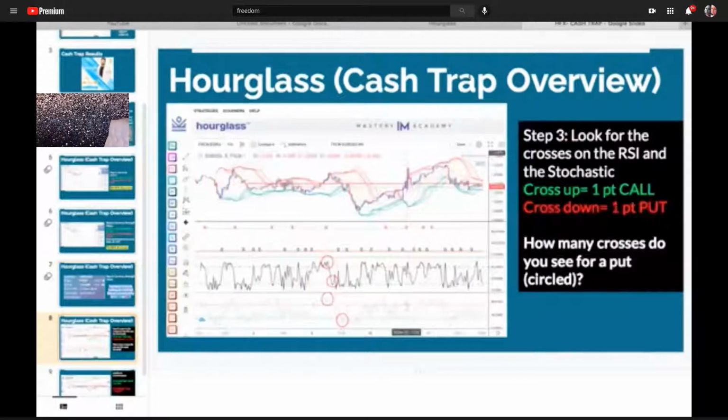Now, step 3, look for the crosses on the RSI and the stochastic. If you get a cross up, that's 1 point for a call, a buy. If you get a cross down, that's 1 point for a put or for a sell. Now, if we look right here, you can see that the market is obviously overbought and it's crossing back down. If you look down here, the market is overbought, it's crossing back down, it's oversold, and it's crossing back up. But I'm gonna go to the chart and show you in real time.